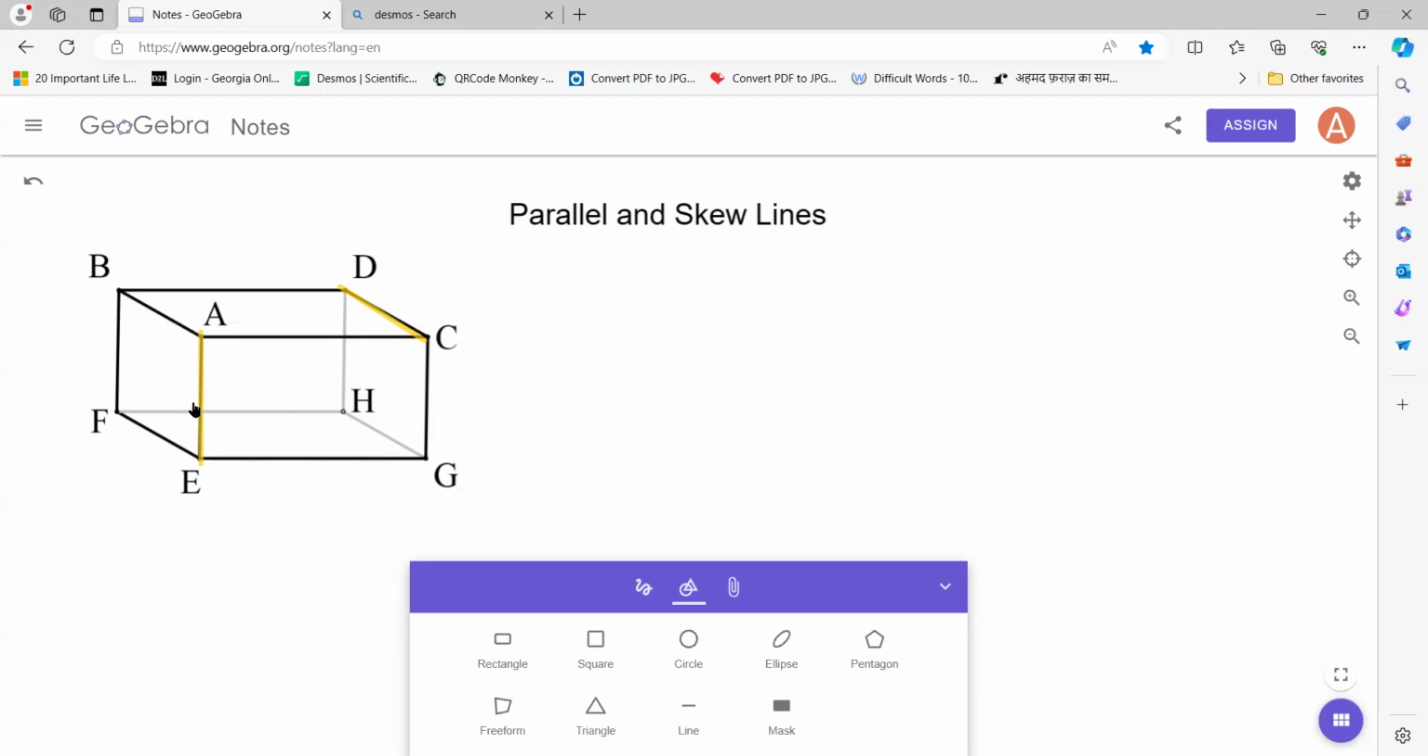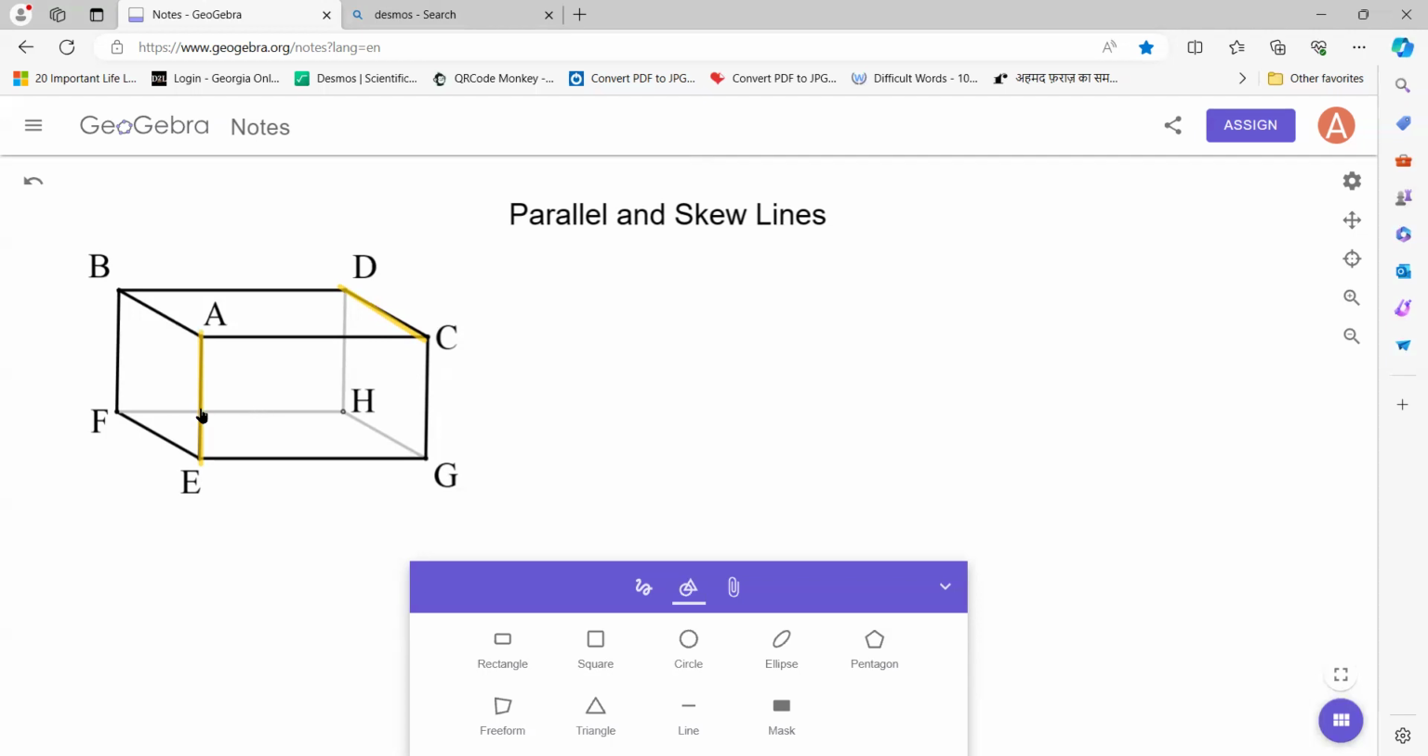Take a look. You will not be able to imagine a flat sheet of paper going through AE and DC. You won't be able to because there aren't any. Okay? You have to twist your sheet of paper. A plane is a flat surface in math. So you have to twist your sheet to make it go through DC and AE.